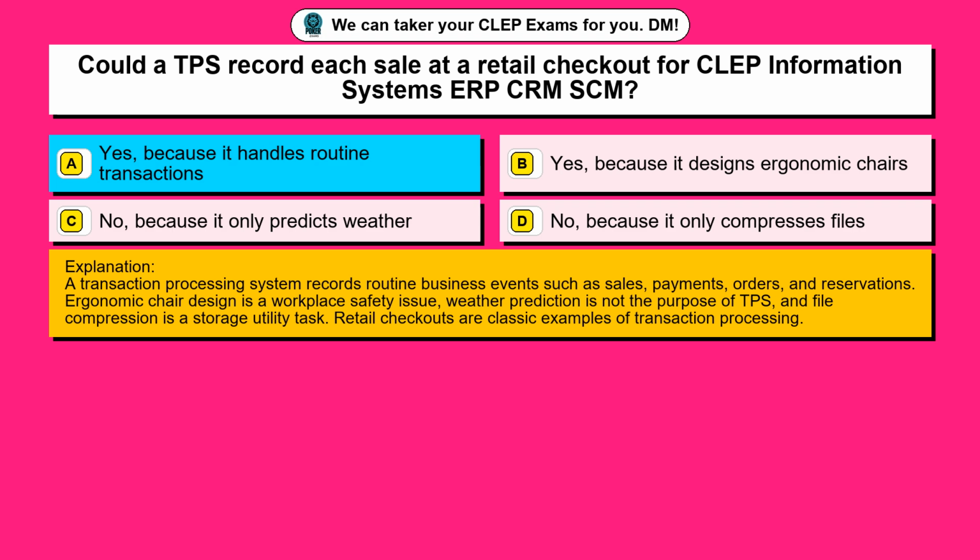Ergonomic chair design is a workplace safety issue. Weather prediction is not the purpose of TPS, and file compression is a storage utility task. Retail checkouts are classic examples of transaction processing.